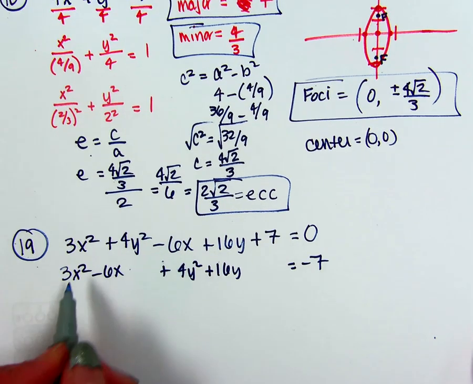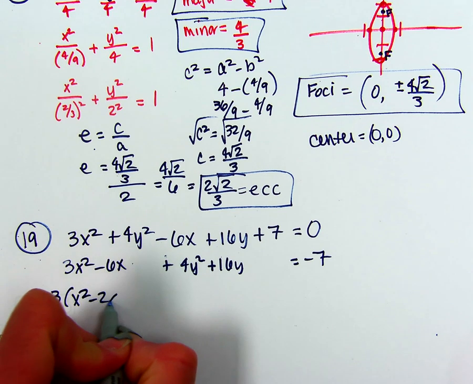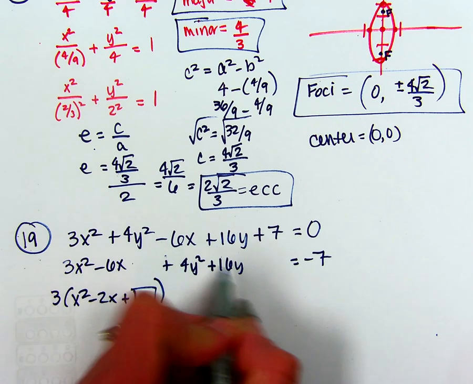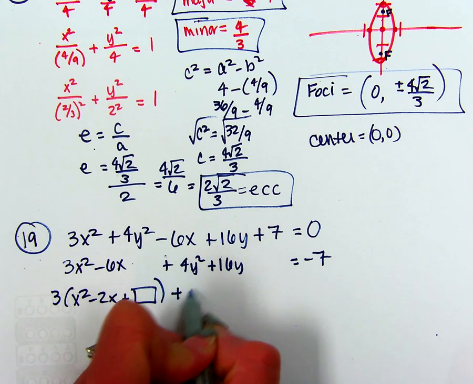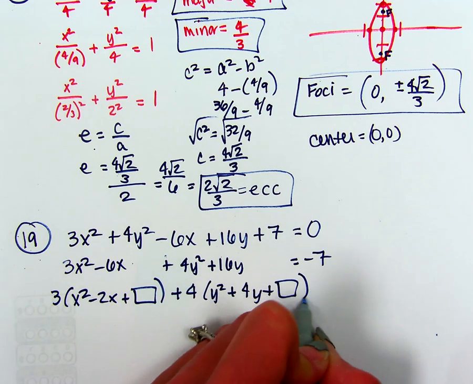So in order to complete the square, I need to divide out my GCF. So I really have x squared minus 2x, and I'm going to put in a box there. Here I'm going to take out my GCF of my y's, which is 4. So I have y squared plus 4y plus a box.